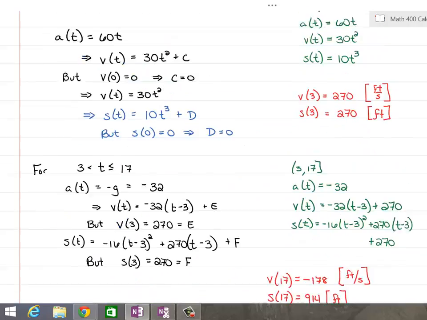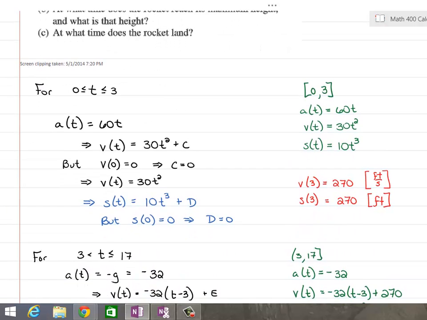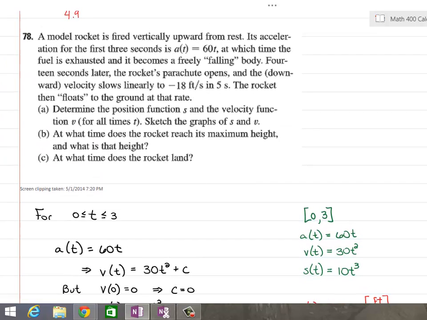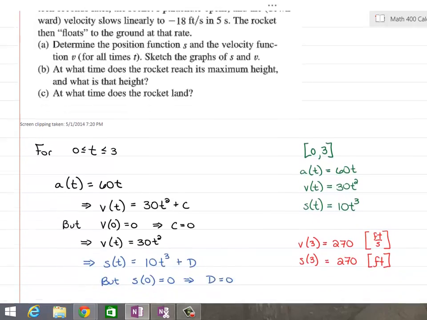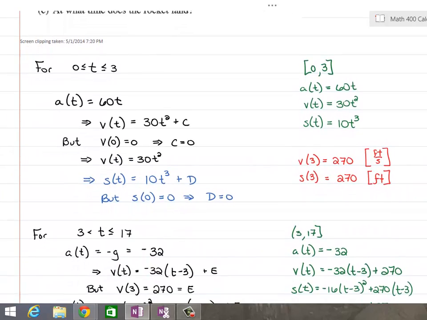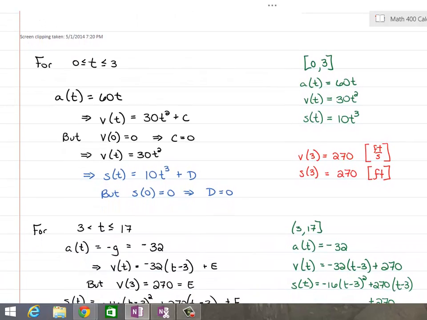Now, it does ask for a lot more than this, actually. Sketch the graphs, which you should be able to do. At what times does it reach maximum height? You just find out where the critical points are. That's where the velocities are 0, or where they're undefined, which does actually happen. Does it? Yeah. Where the derivatives are undefined.